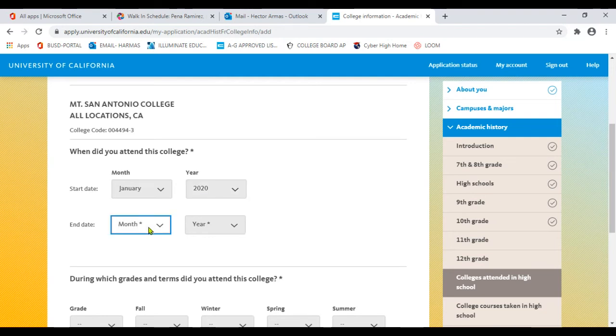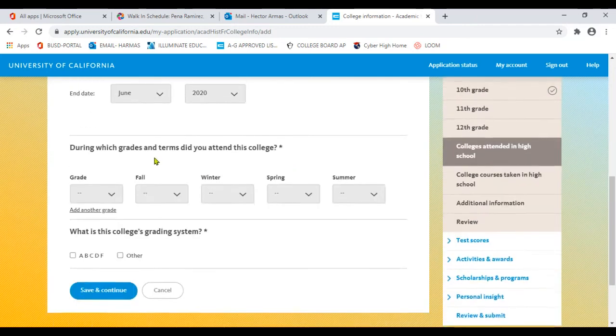End date was June 2020. So that shows a semester. Okay, during which grades and terms did you attend this college? What grade did you get? I mean, I took the class during my 11th grade. I didn't take it in the fall.